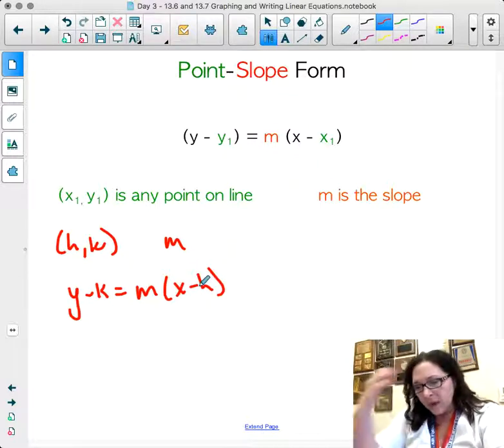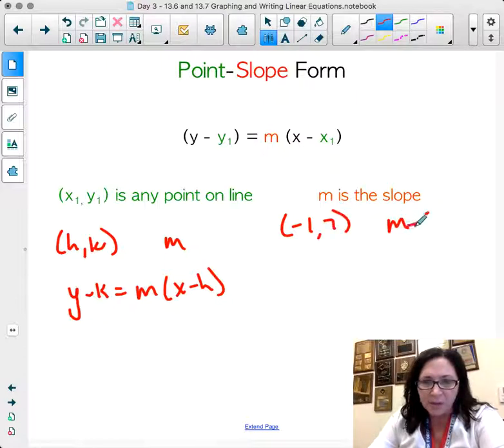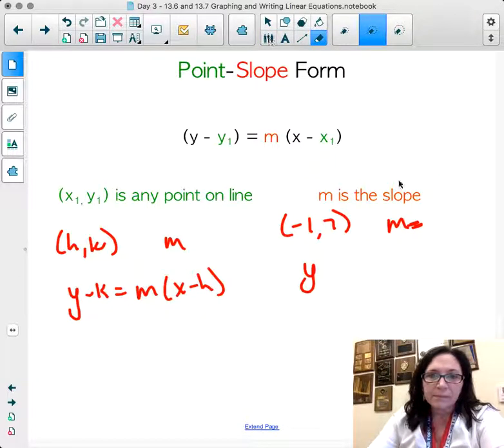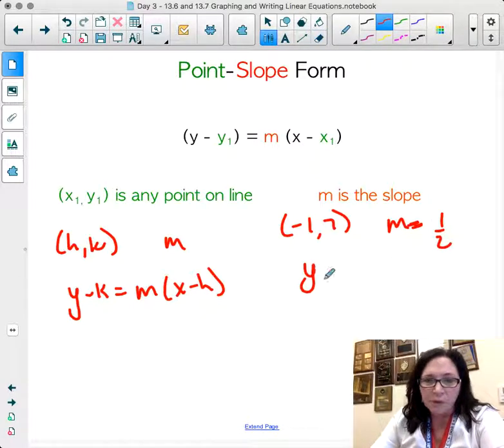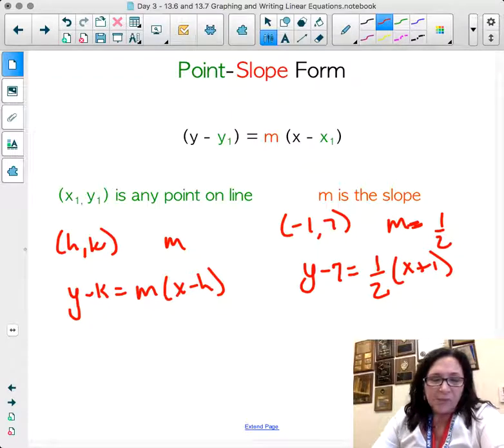And so let's practice one more problem. If I give you the point (-1, 7), and I tell you that my slope is equal to, let's say, 1/2, that doesn't actually look like 1/2. Let me fix that. Slope is 1/2. You would say y minus 7 is equal to my slope, which is 1/2, times x plus 1. Opposite, opposite. And that would be my equation in what's called point-slope form.